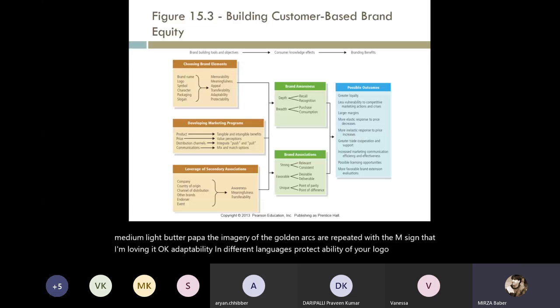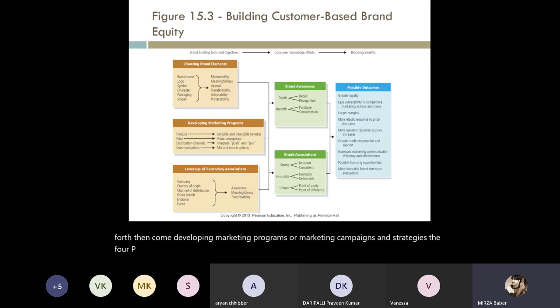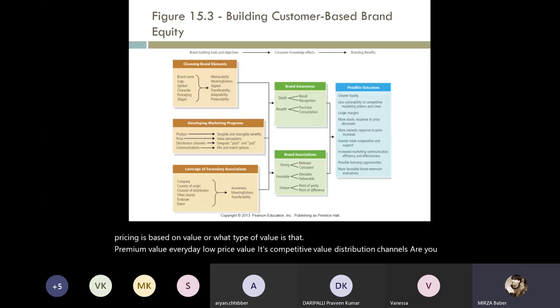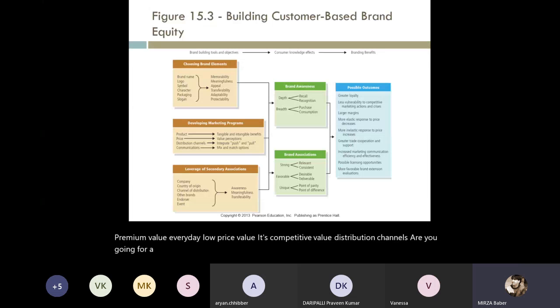Then comes developing marketing programs or marketing campaigns and strategies, like the 4P strategy. Product is big, building on the tangibility benefits or even intangible benefits. Pricing is based on value, or what type of value. Is it premium value, everyday low price value? It's competitive value. Distribution channel, are you going for a push strategy with sales promotion oriented? Are you going for a pull strategy, which is demand oriented by creating more demand through marketing programs?